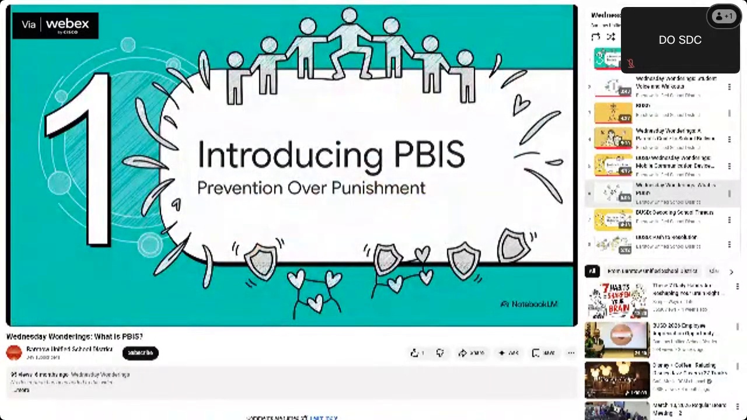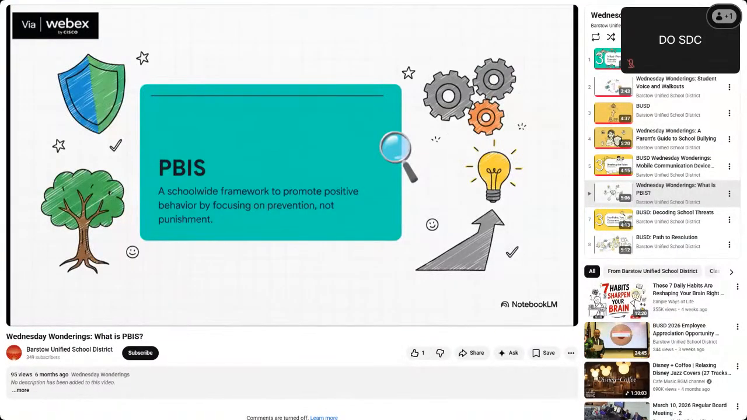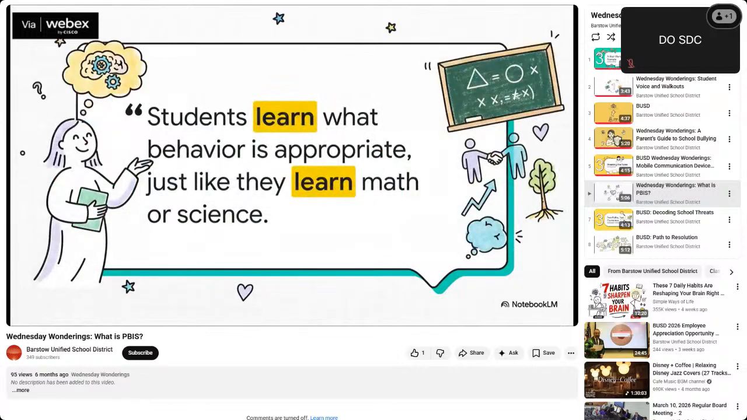It's called PBIS, which stands for Positive Behavioral Interventions and Supports. And really, the most important word there is supports. So what is this thing really? Well, think of PBIS like an operating system for the entire school, and it applies to every student. It's not some special treatment or therapy. It's a whole framework designed to create a positive, safe environment by getting out ahead of problems before they even start.